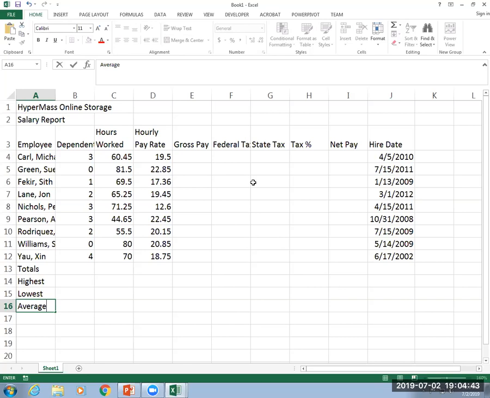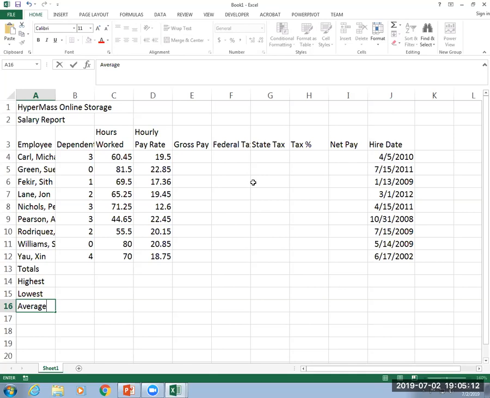Now, the thing that's important to remember about Excel is that anytime we are entering data, we just type in the data. So anytime we're entering information and putting in a word, like in A4, we put in Carl, Michael, we just type in Carl, Michael. When we entered that he has 3 dependents, in B4, we just typed in the number 3.